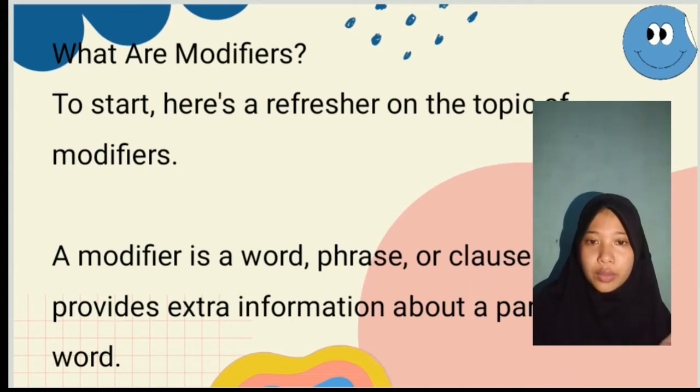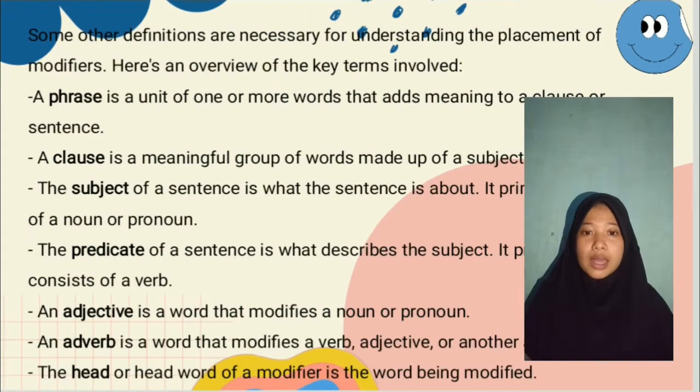Okay, what are modifiers? To start, here's a reference on the topic of modifiers. A modifier is a word, a phrase, or clause that provides extra information about a particular word. Some other definitions are necessary for understanding the placement of modifiers. Here's an overview of the key terms. A phrase is a unit of one or more words that adds meaning to a clause or sentence.